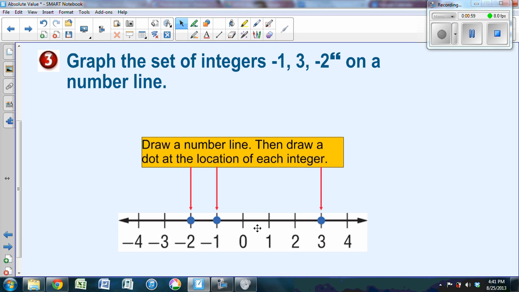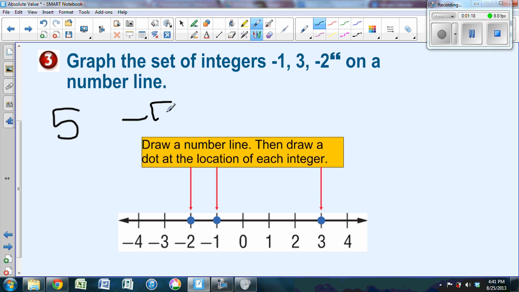Okay, so integers are the whole numbers or counting numbers and all their opposites. So if I had the number 5, its opposite would be negative 5. The number negative 7, its opposite would be positive 7. So for every number on this side of the number line, there's an opposite on the other side.